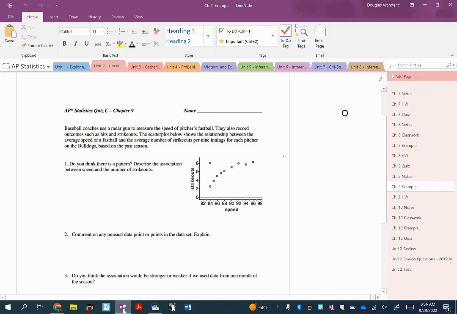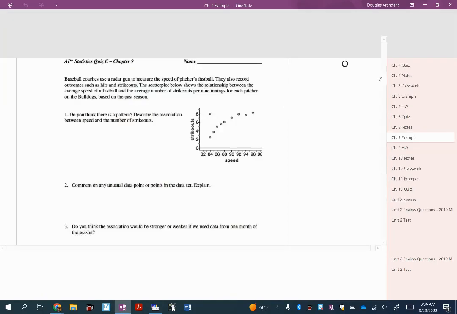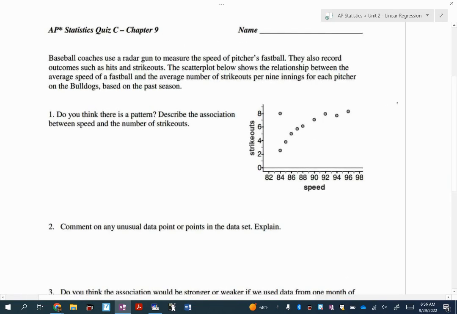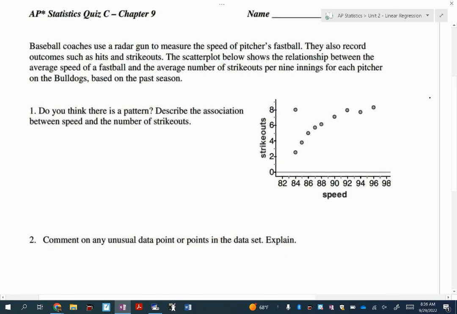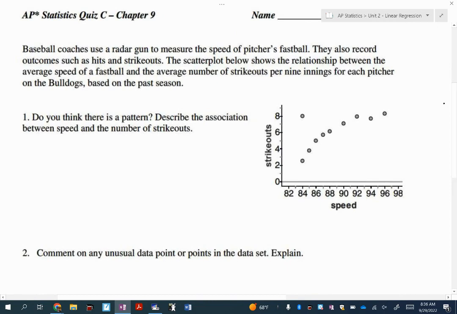Here with our period 8 class, going over chapter 9, this example from quiz C. All right, so hopefully taking a moment to read this question to make sure we know what's going on. So we have baseball coaches using a radar gun to measure the speed of a pitcher's fastball. They record the outcomes such as hits and strikeouts.